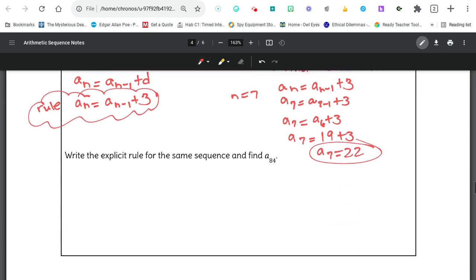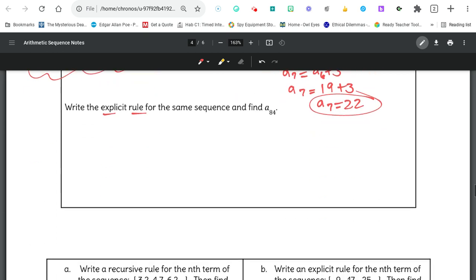All right, this one says write the explicit rule for the same sequence. I'm going to write the sequence down again. 4, 7, 10, 13, and so on, guys. All right, so I'm going to write the rule first. A sub n equals a sub 1 plus n minus 1 times d. You can put the d on the other side of n minus 1 if it looks better to you. It looks better to me.